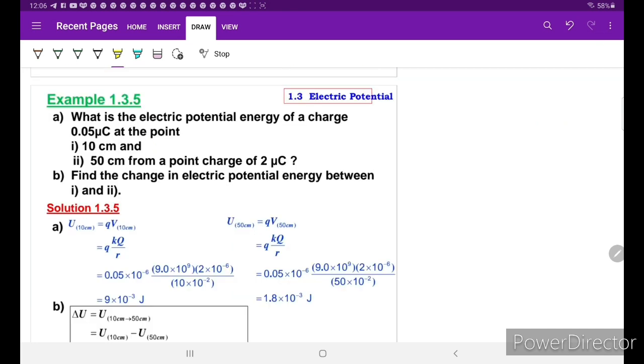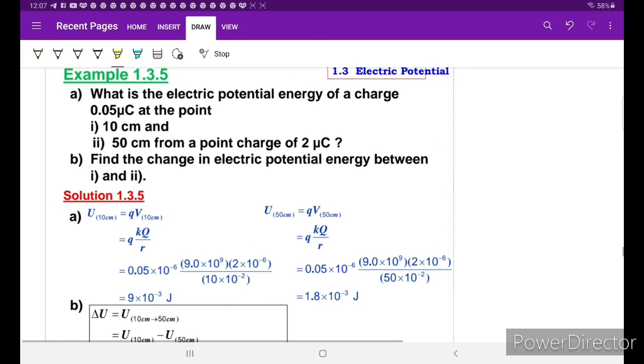Let us see example 1.3.5. A. What is the electric potential energy of a charge 0.05 microcoulomb at a point 10 centimeter first, and then 50 centimeter from a point charge of 2 microcoulomb. So there are two charges here, 0.05 microcoulomb and 2 microcoulomb. The first distance between the two charges is 10 cm, then the second one is 50 centimeter. So how do we calculate the energy for the first one, which is 10 centimeter between these two point charges?